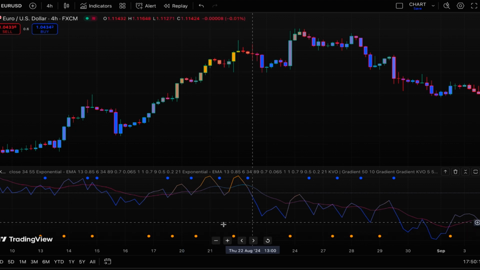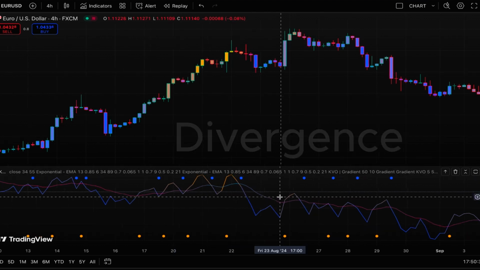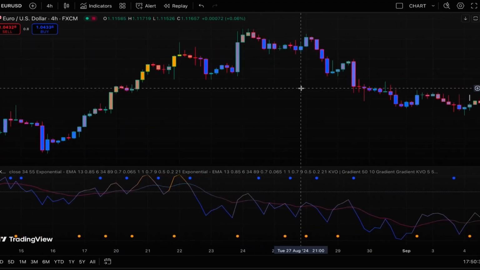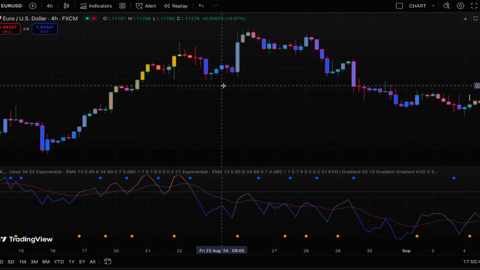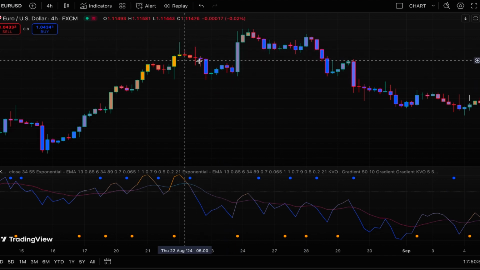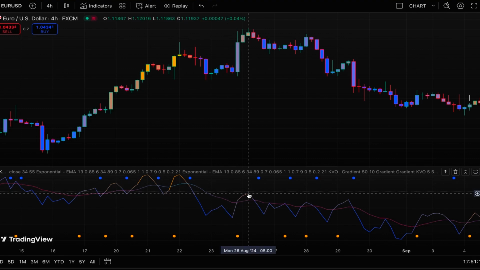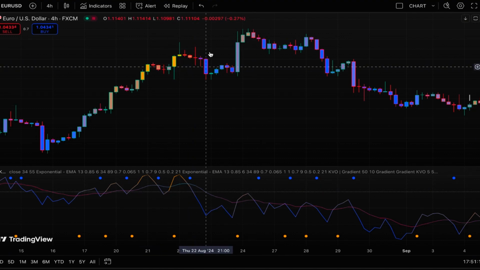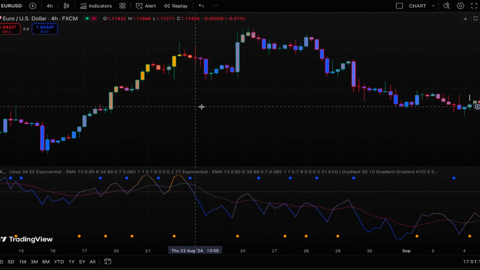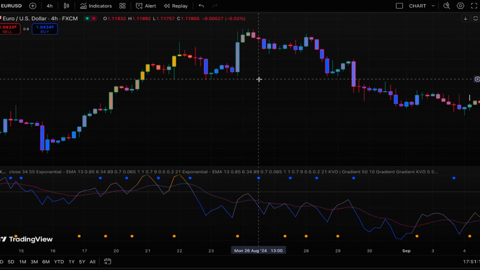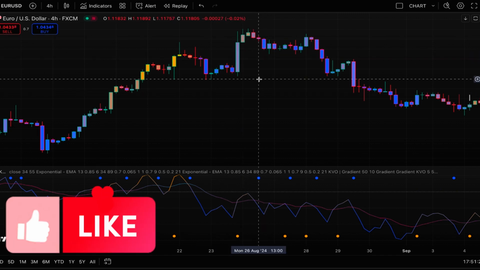Another use case of this indicator is divergence. Klinger oscillator is also a great tool for spotting divergences. For example, here you can see that the price made higher high, but the oscillator made lower high. This is a bearish divergence. It tells us that the upside momentum is weakening, and on the other hand, the downside momentum is gaining strength, and this gives the possibility of reversal.